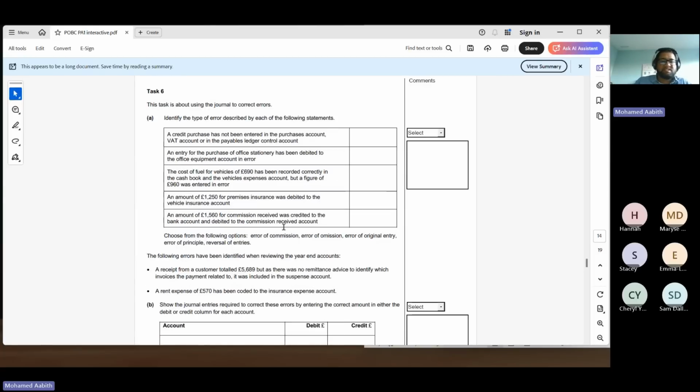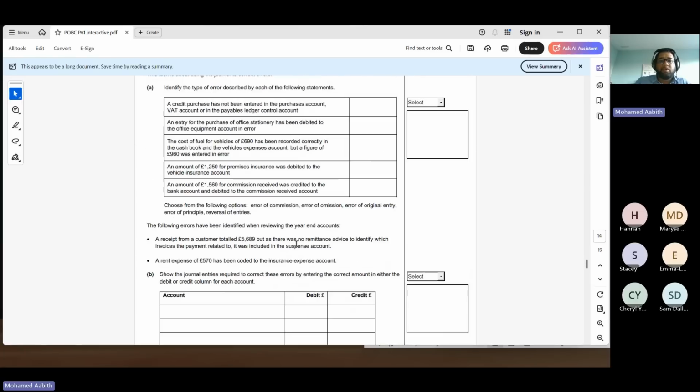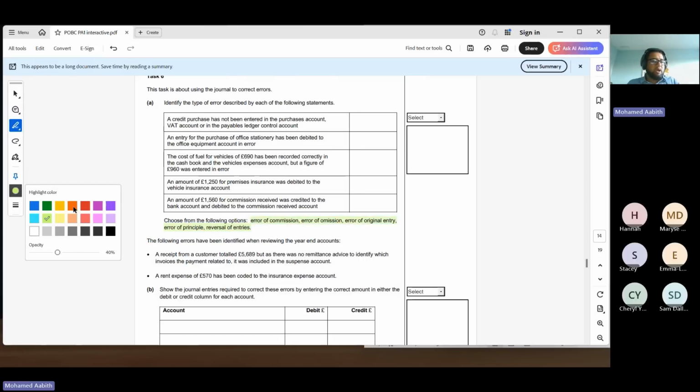So here on task 6, what they're asking you is to identify the errors. So you have to remember what type of errors each constitutes. In this scenario, there are certain errors which, allow you to remember those 6 types of errors, which do not cause the trial balance to be imbalanced. Means your trial balance will still match, but there is still an error there. And these are the 6 names. So if I'm going to select all of it, these are the 6 errors not disclosed by the trial balance.